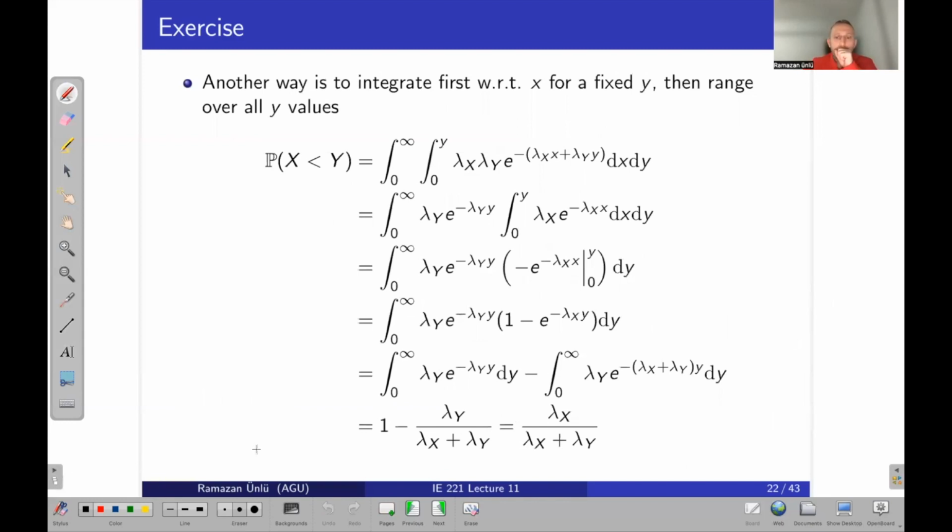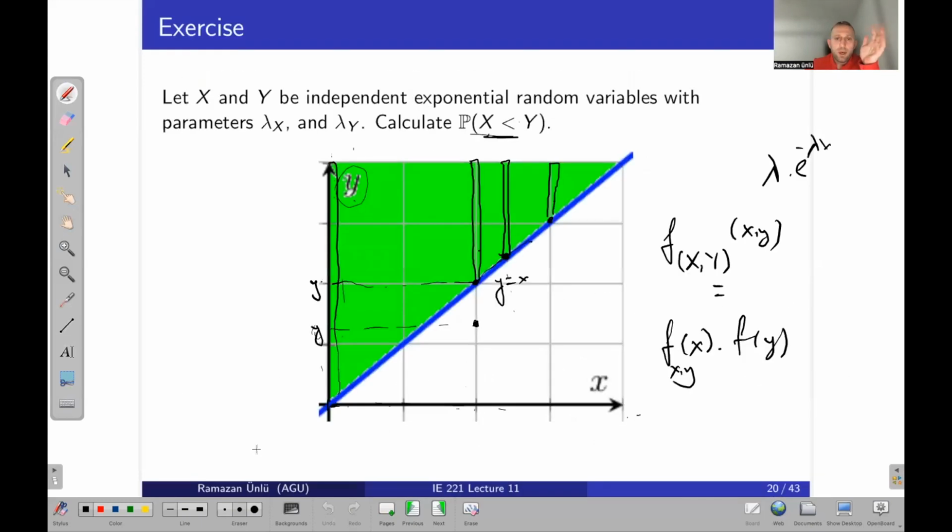So also, another way is to integrate first. Let me show on the graph and let me clear that one. We can create the rectangular in another way, which is something like that, right?